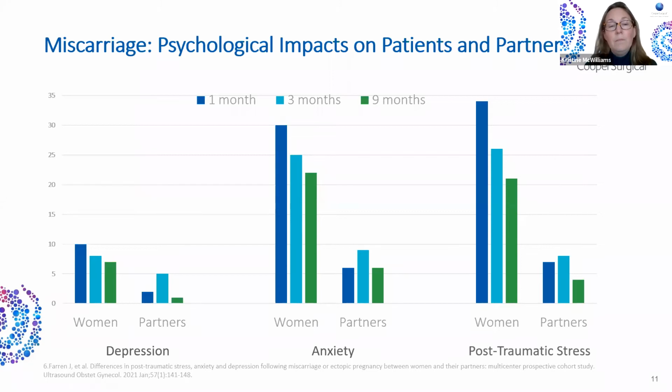Interestingly, for women who experience the miscarriage, the depression, anxiety, and post-traumatic stress are higher immediately following the event, and do decline over time, though remain significantly elevated at 9 months. Whereas for partners, in fact, there's a peak in all of these events at around 3 months, which the authors for this study felt could be due to the couple considering a second pregnancy, trying again after the miscarriage.